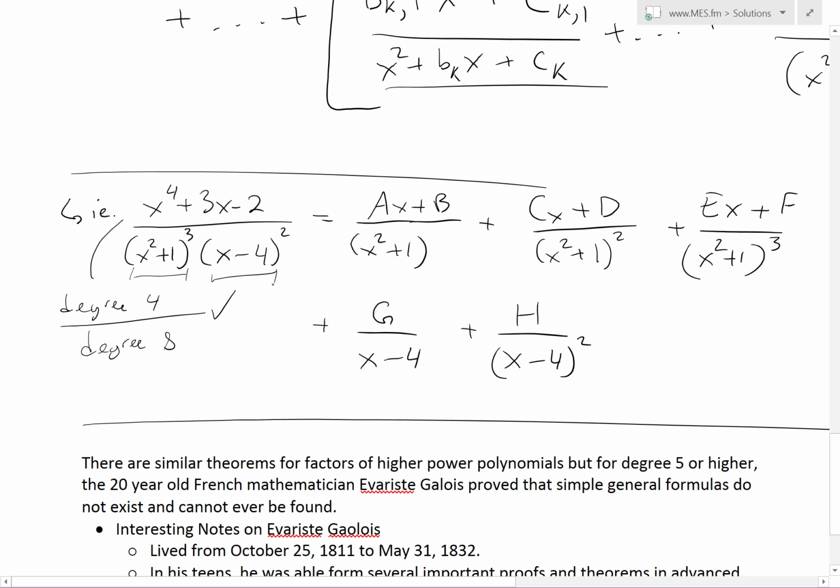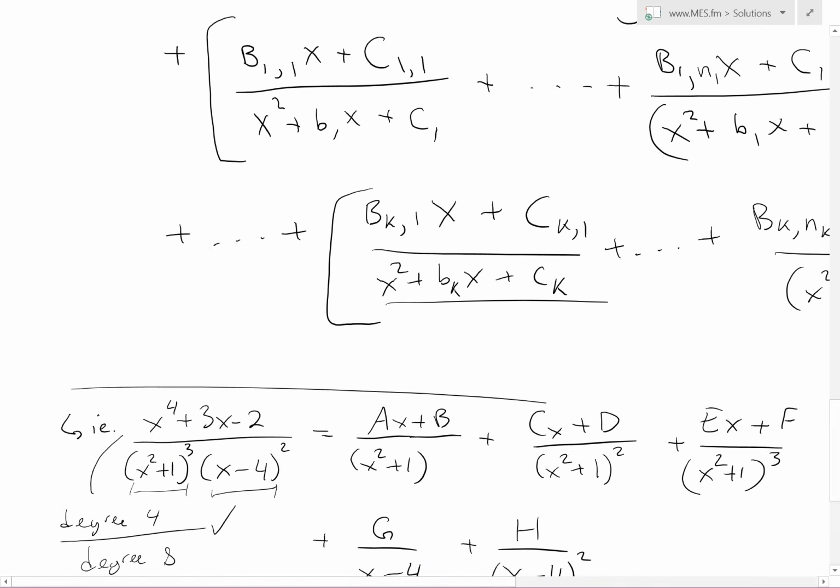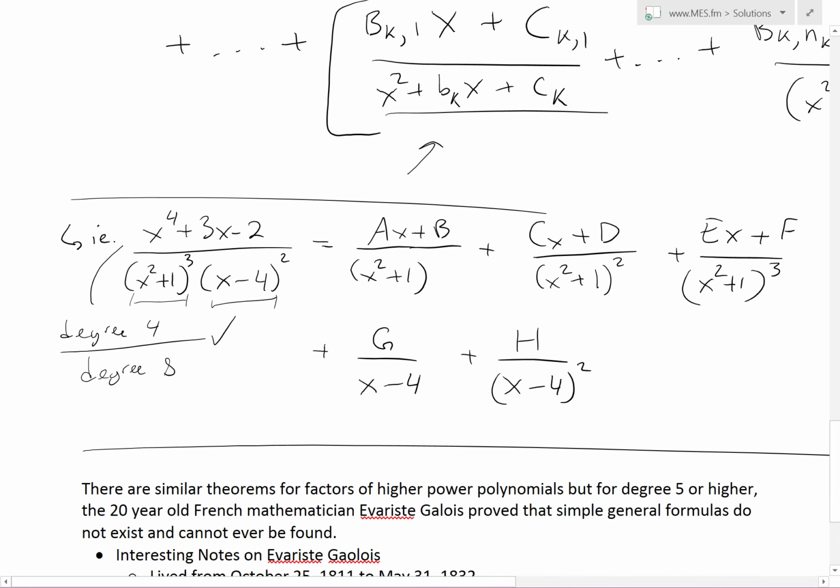And right here we have a linear case, power of 2. So we have to go, well, ax plus b over x squared plus 1, a power of 1, 2, and 3. So we have to include the nonlinear factors. And then for the linear one, just g and h, which are just two coefficients for x minus 4 and x minus 4 squared. So this is just a general way of writing it for all cases.